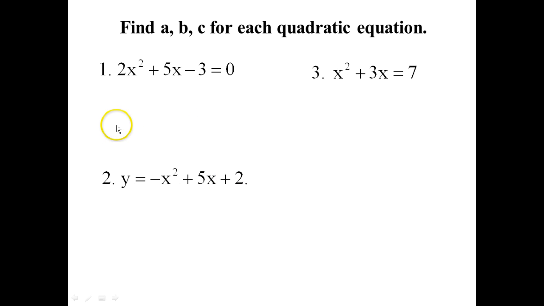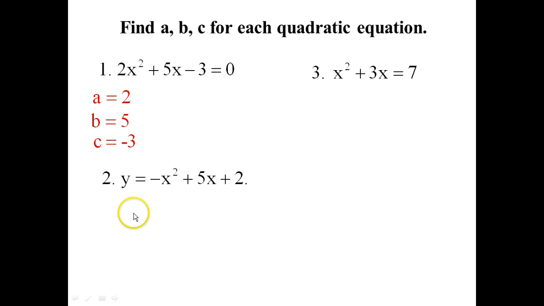All right, so let's just practice. Here's what I mean. We're going to identify A, B, and C. All right, so you're looking for A in front of the square term, B is in front of the x term, C is just a number that's by itself. But remember, it has to be equal to 0 or y before you say that. All right, so for instance, on number 1, A is 2, right? B is 5. And C is -3, right? So the sign does count, gotta say.